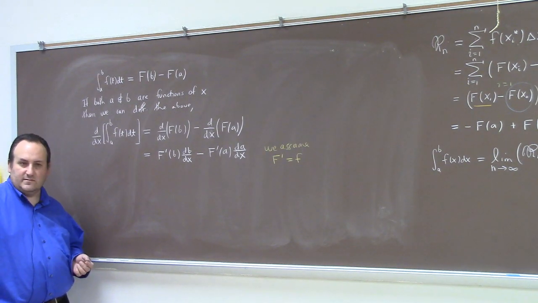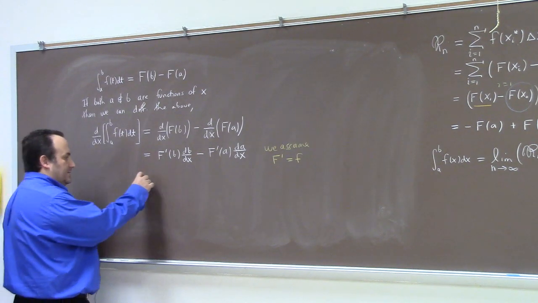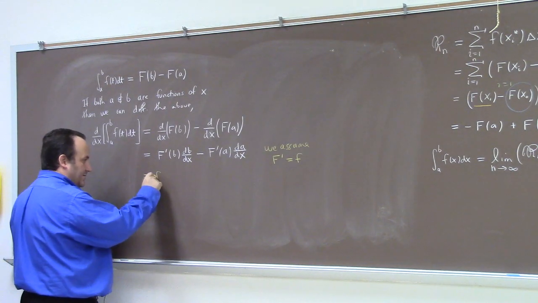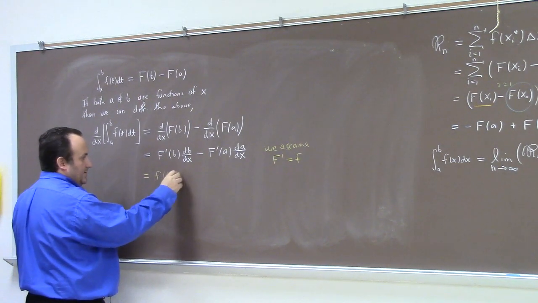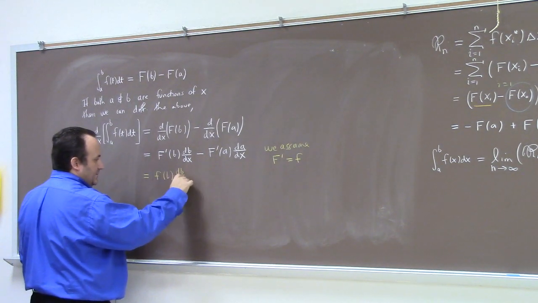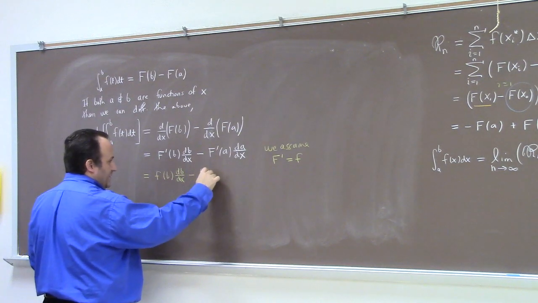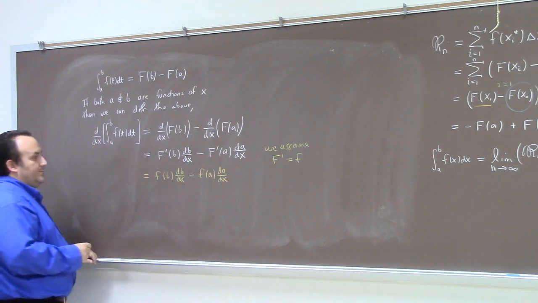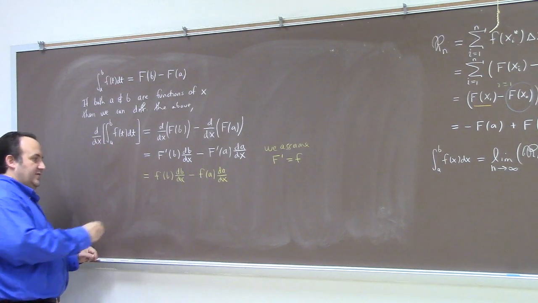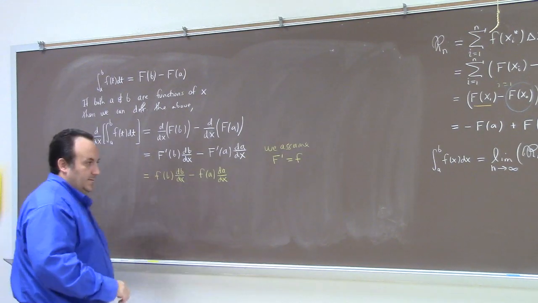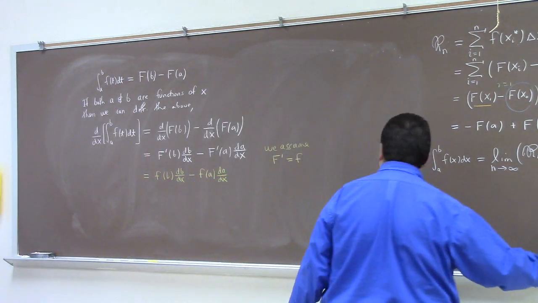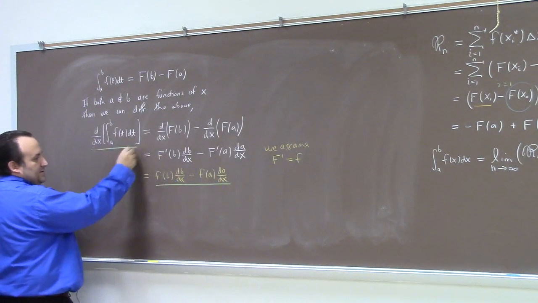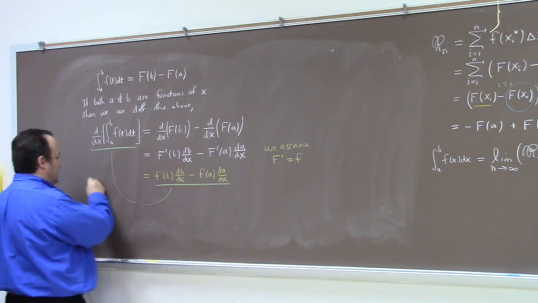So what are we looking at here? We're looking at little f of b times db dx minus little f of a times da dx. So this result right here, that the derivative of an integral with variable bounds is equal to that, I call this FTC III.